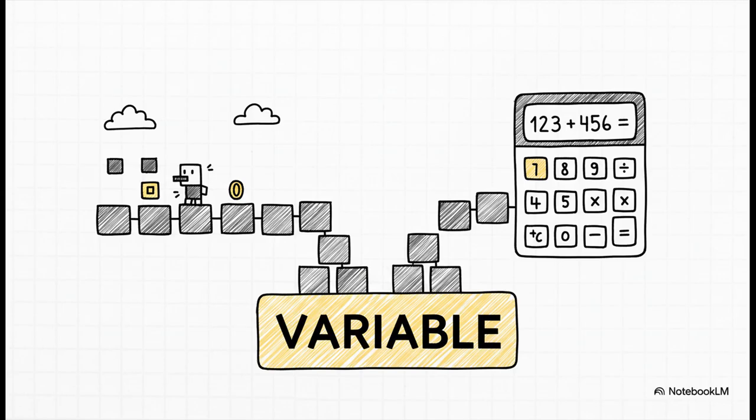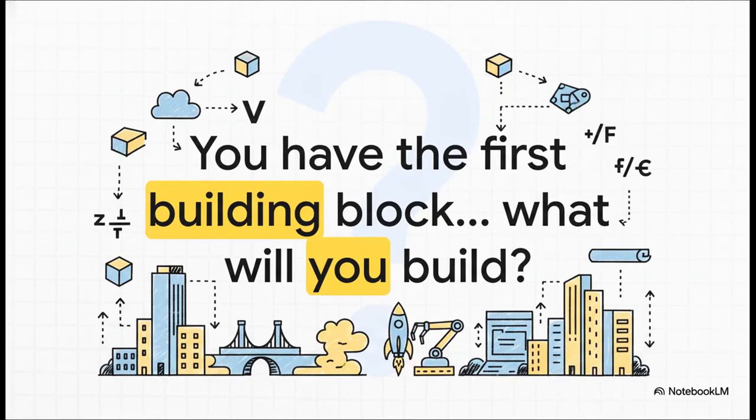Every complex program you've ever used, from your favorite video game to a simple little calculator app, it's all built on this one simple idea: storing bits of information in variables. Mastering this, it's like learning the letter A. You can't write any words until you know it. So, there you have it. You now understand the first, most essential building block of all programming. Seriously, everything else you're going to learn will use this concept. So now that you have that first block, the only question is, what are you going to build?